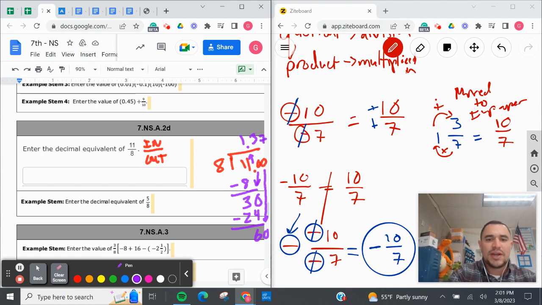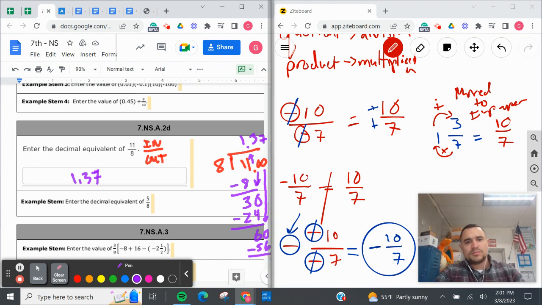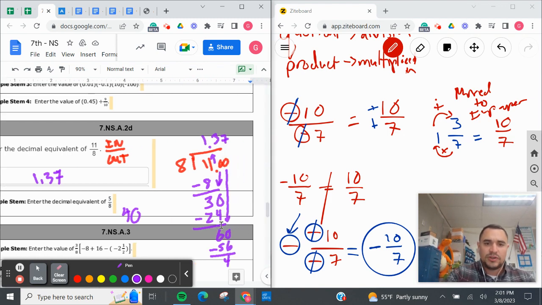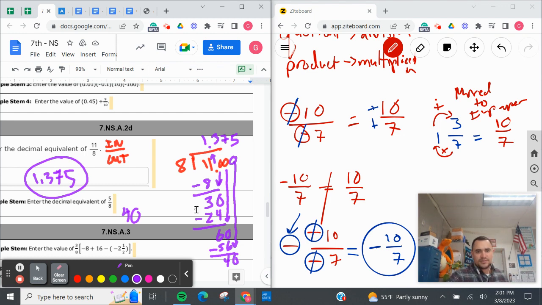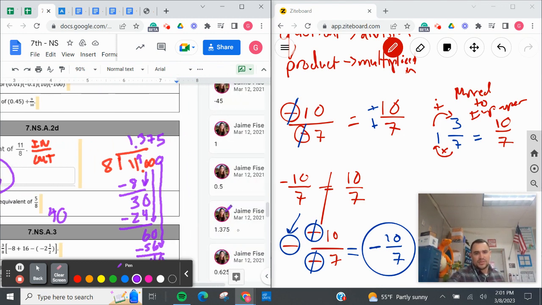And so basically you would have to write this out. So 1.37, that becomes a 56. I have 4 left over. I got to bring down another 0. So I'm just kind of like out of space, it looks like. So I'll scoot over. Bring down another 0. 8 and 4 is 5. So the answer is going to be 1.375. And there it is, 1.375.